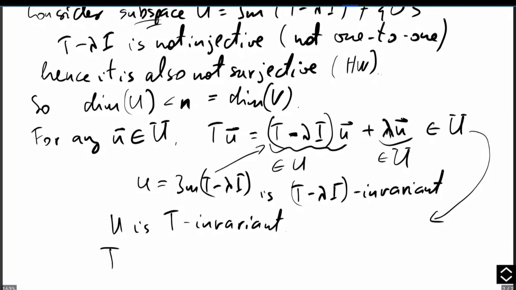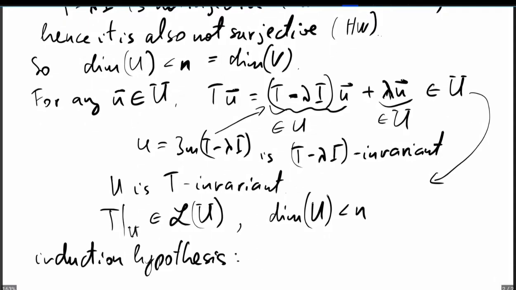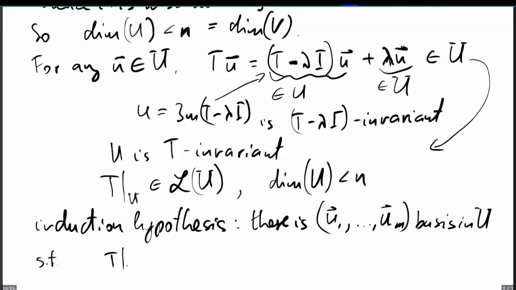That means that if we restrict T to the U subspace, what we get is a linear operator. And we also have that U has dimension less than n. So according to our induction hypothesis, we can diagonalize T restricted to U by choosing an appropriate basis. So there is a basis u1, ..., um in U, such that T restricted to U in this basis, let me denote it with BU, is upper triangular.